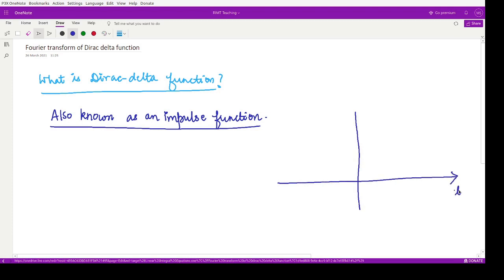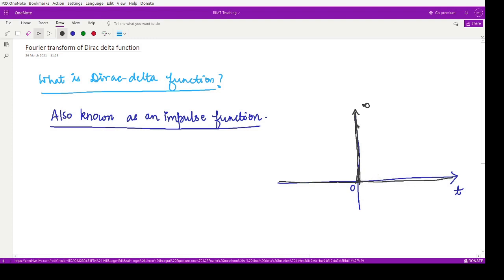Say suppose this is the time axis, this point is 0. We say at the time 0 we have a sudden impulse. So your impulse would be something like this. This also goes to infinity, right? So at this particular point we have an infinite amount of force acted upon it, and at all other points it is equal to 0, right? So this is the impulse function or the Dirac-delta function.